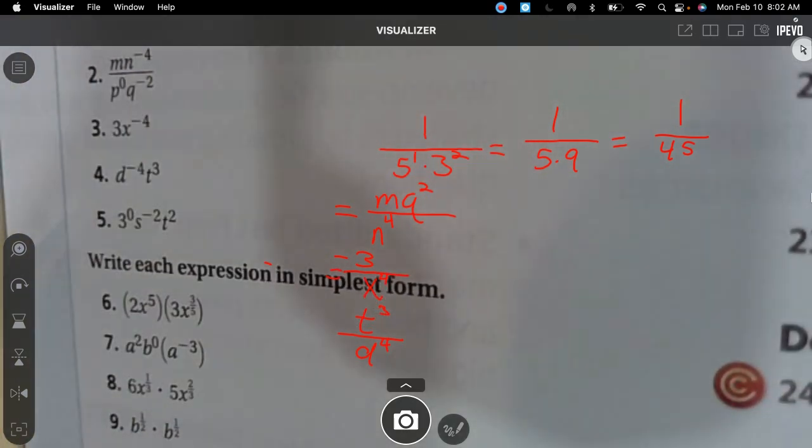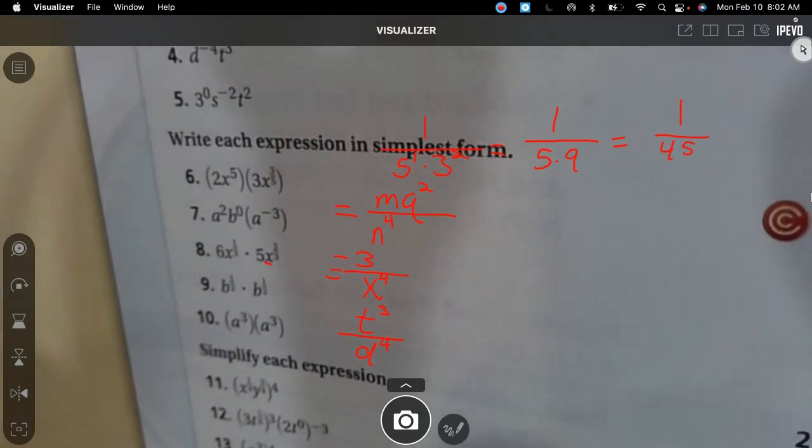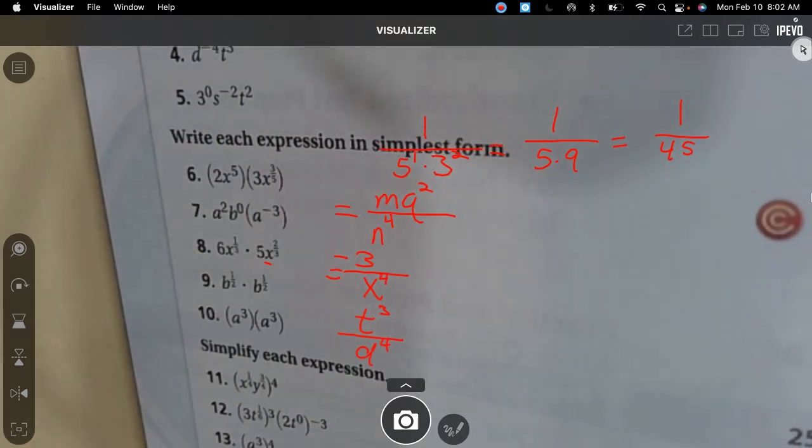Is anybody still writing those? No? Okay. I'm gonna do number 5. I'm gonna do a little more. I'm gonna do 5, 6, 7, and I think that's it. We're gonna look at some of these other ones today.